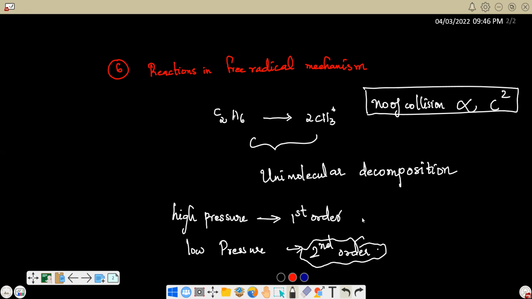So in our next class we will be discussing the Lindemann mechanism and the different mechanisms, completely uncovering the full mechanisms. That means Lindemann, Hinshelwood, and RRKM. So it may take 1 hour. I don't know how much time it will take, right?